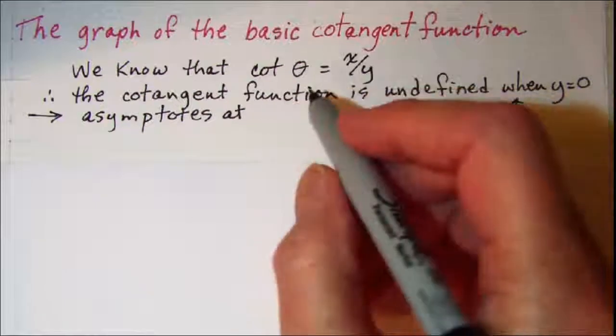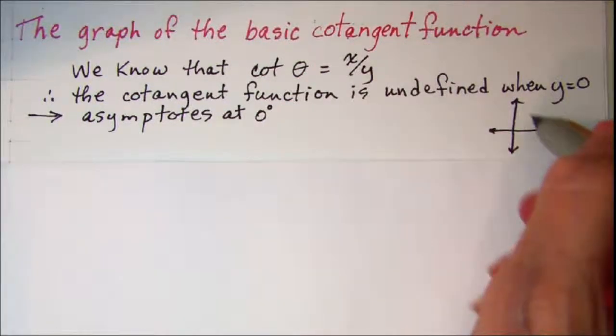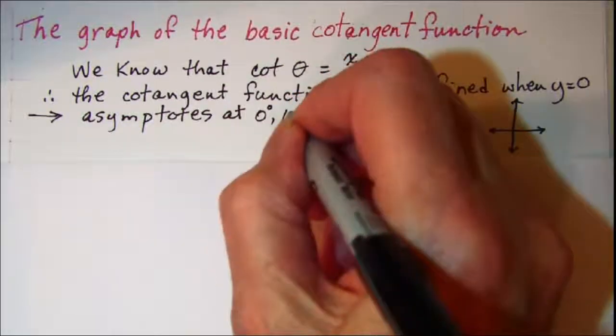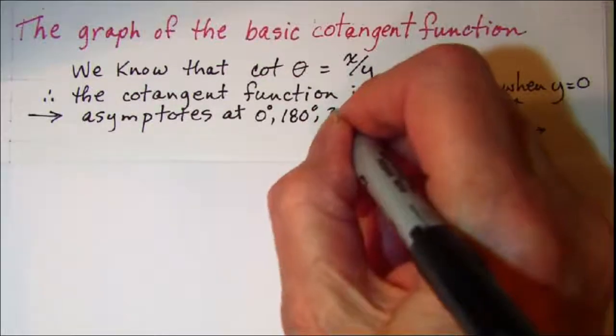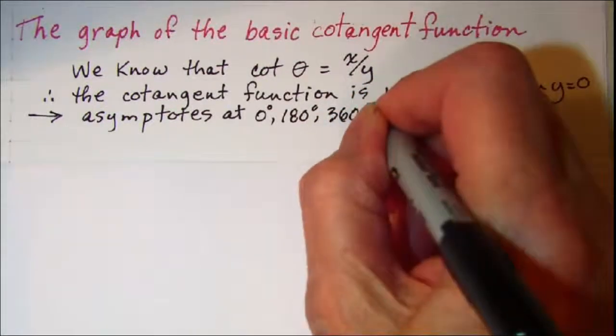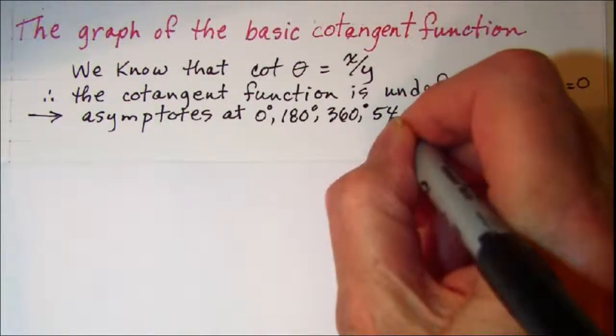Now we know that y is 0 anywhere along the x-axis. So we have asymptotes at 0 degrees, and then at 180, and then 360, and 540, and so on.